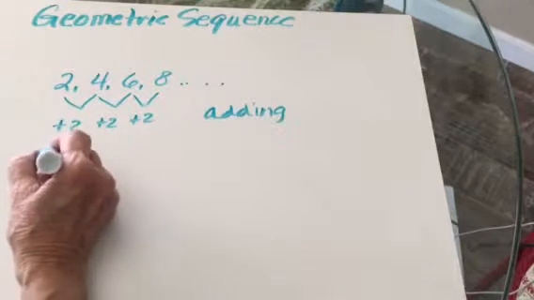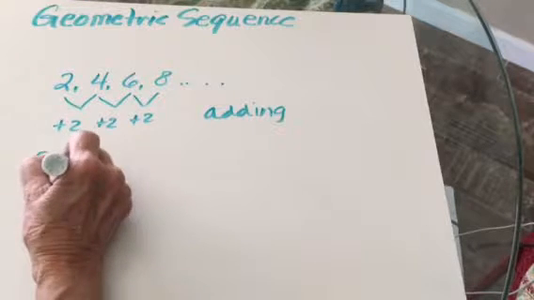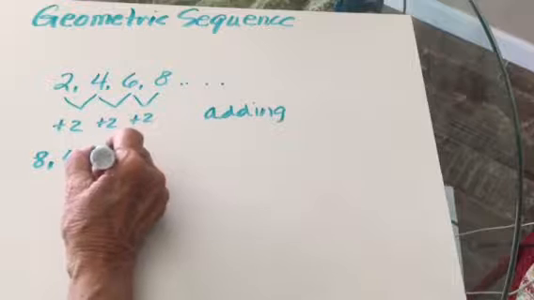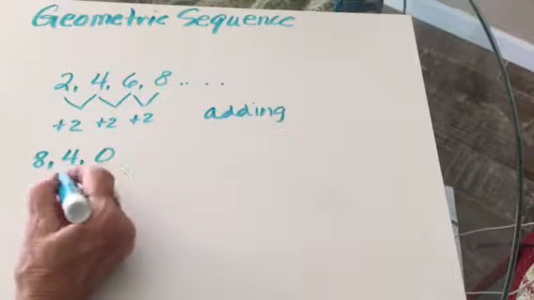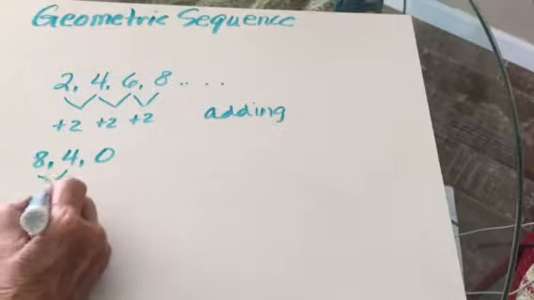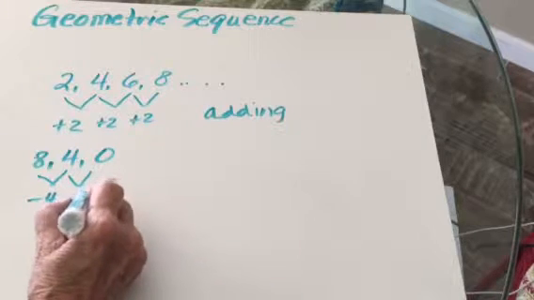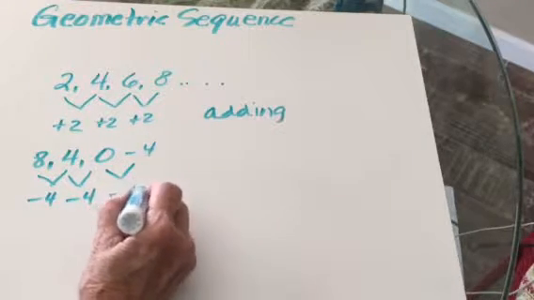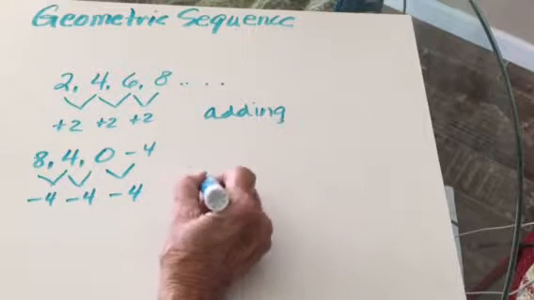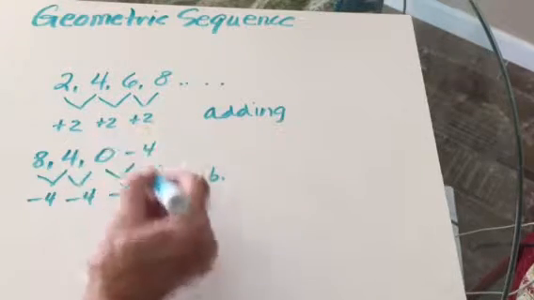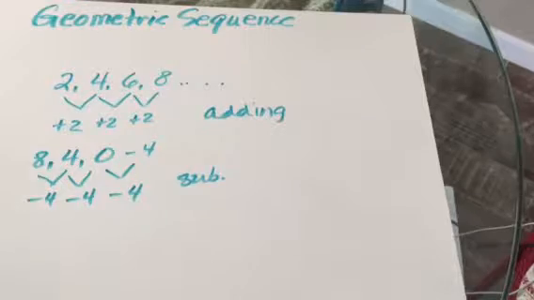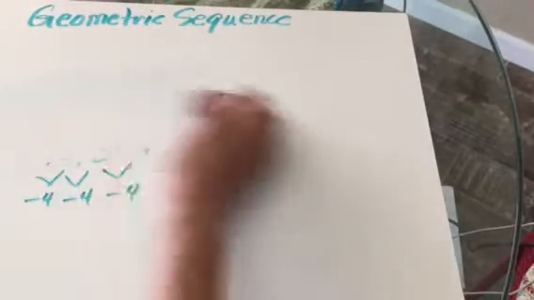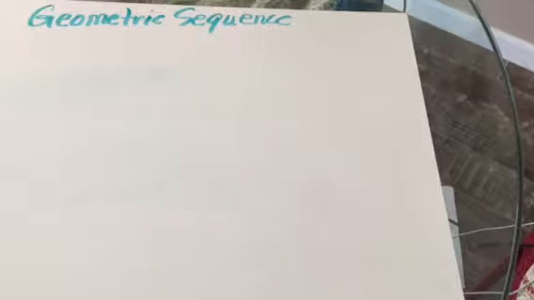Or we could go like this. 8, 4, 0. We could go negative 4, negative 4, negative 4. So we're subtracting. But in any case, with arithmetic, we're adding or subtracting numbers. That's with the arithmetic sequence. But that's not what we're doing right now.